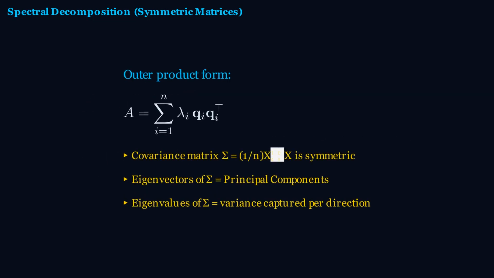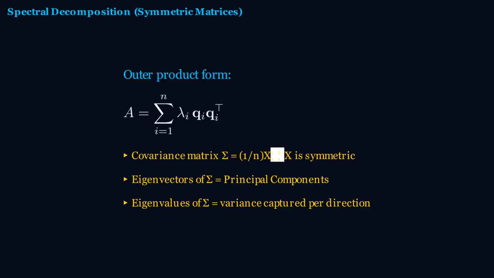The outer product form of the spectral decomposition. A equals the sum from i equals 1 to n of lambda sub i times Q sub i Q sub i transpose. Each rank 1 term captures one eigenvalue and its corresponding direction. This is exactly what PCA computes on the covariance matrix of data. The top eigenvector captures the direction of maximum variance, and the corresponding eigenvalue tells you exactly how much variance is in that direction.